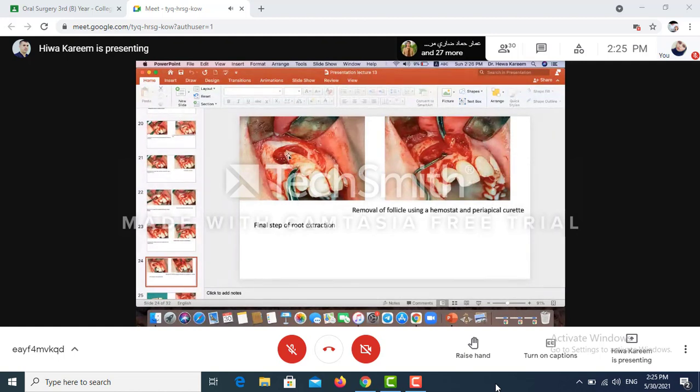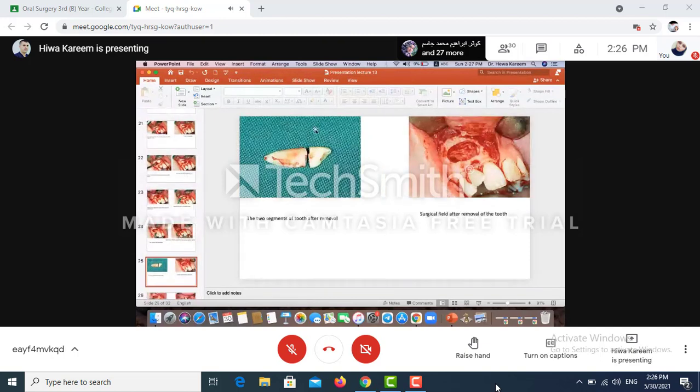After removing the root of the impacted canine, then remove the follicle. This is soft tissue. Use a hemostat and periapical curette to clean the area of the impacted canine. After that, this is the clinical picture of the canine impaction. The crown and root were cut in this area by surgical handpiece. This is the surgical field.